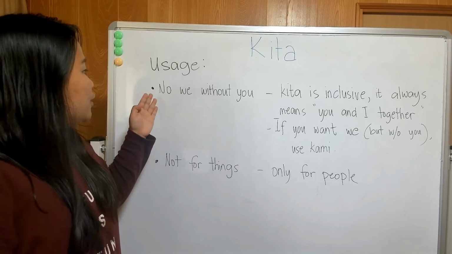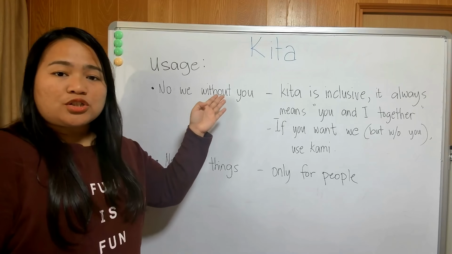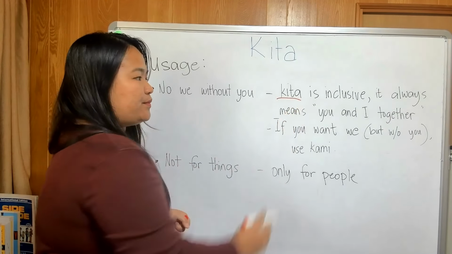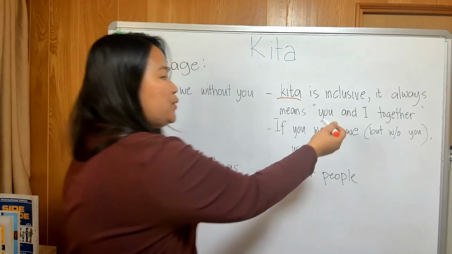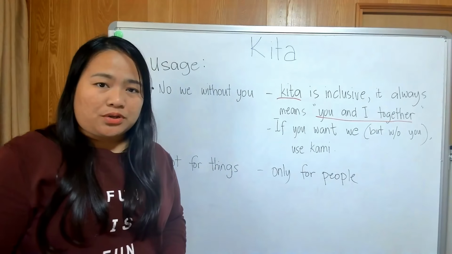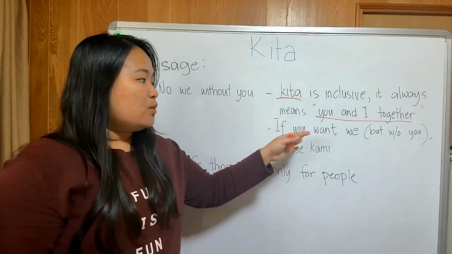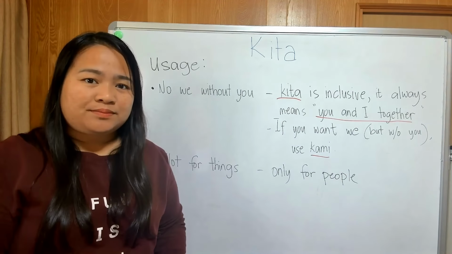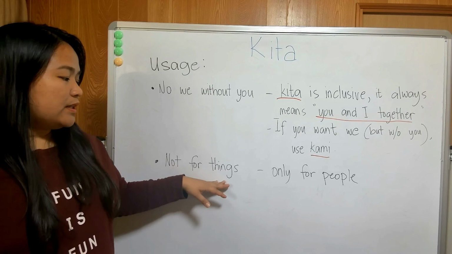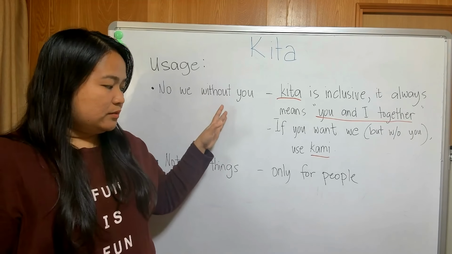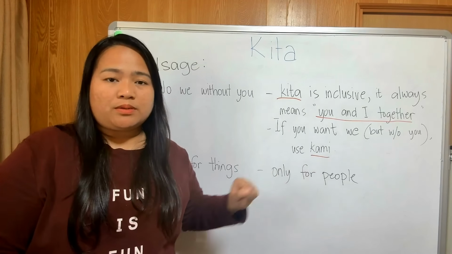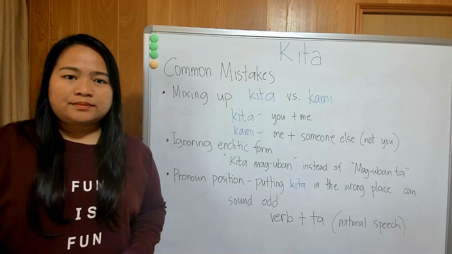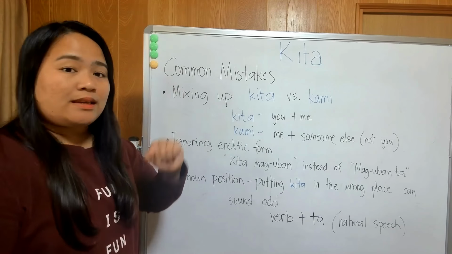Next is no we without you. So kita is inclusive. It always means you and I together. If you want we but without you, use kami. And not for things. This pronoun is only for people. So kita.